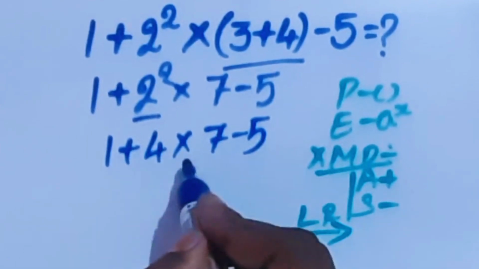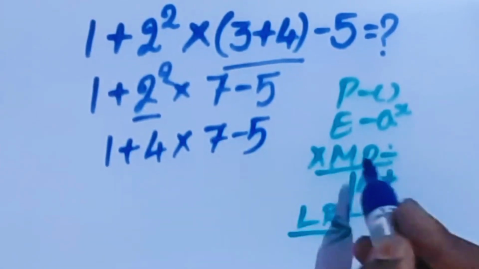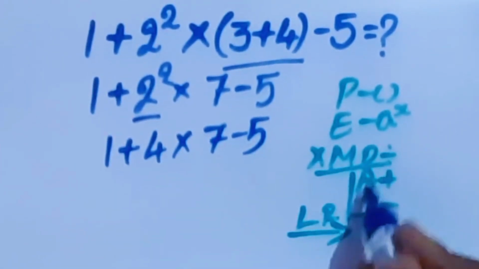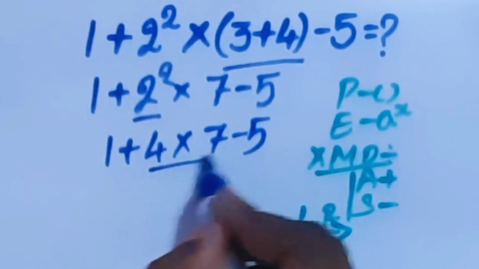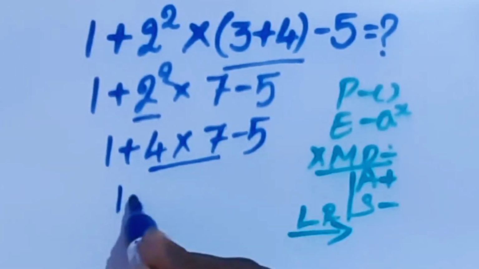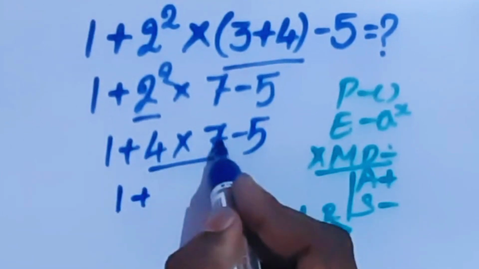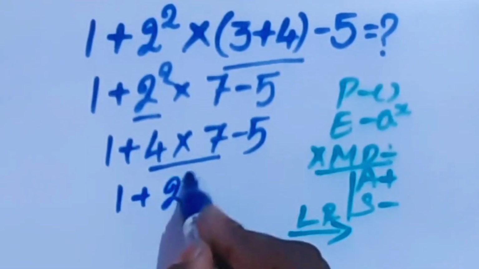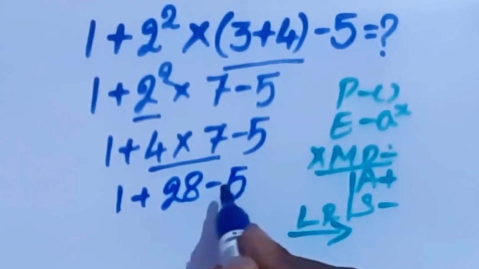Here we have addition, multiplication and subtraction. Here multiplication is higher priority than addition and subtraction, so we have to do this multiplication before addition and subtraction. So here 1 plus 4 times 7 is 28 minus 5.